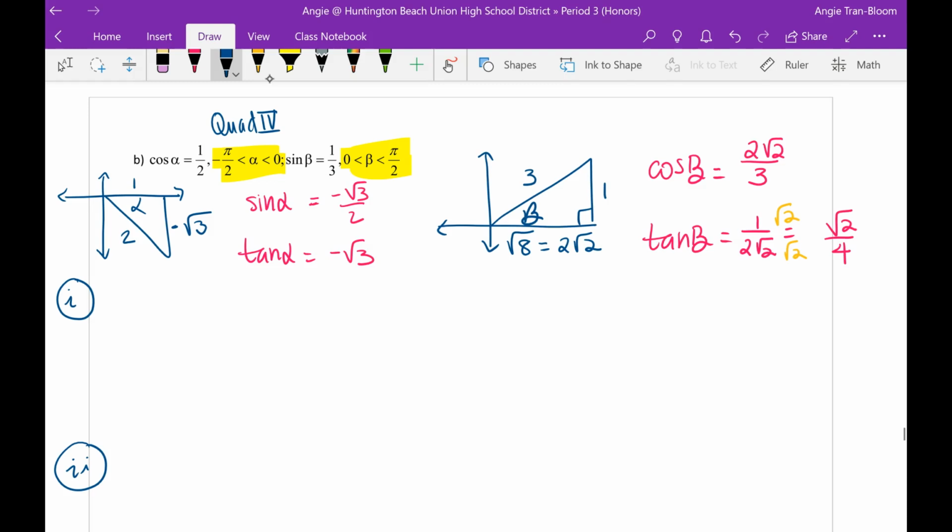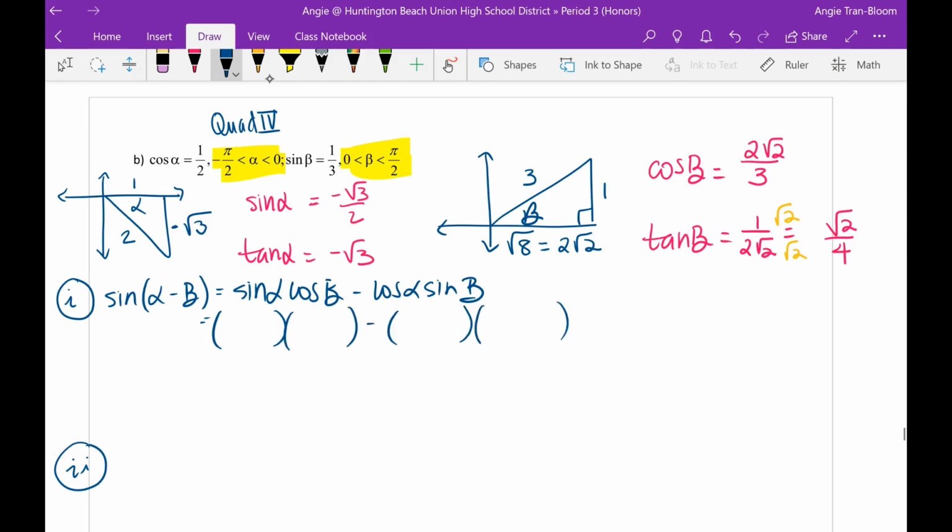Alexandre, tell me from beginning to end. What did they ask you to find, by the way? Sine of alpha minus beta. Good. What was the identity? Sine of alpha times cosine of beta minus cosine of alpha times sine. Perfect. Okay. Now, what did you write in these 4 sets?